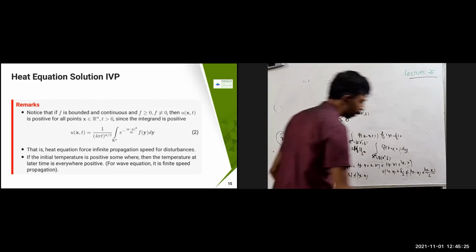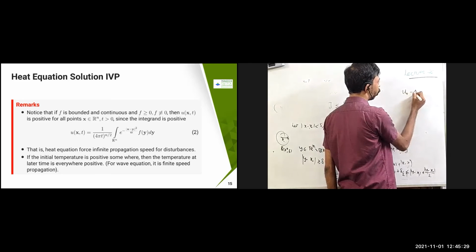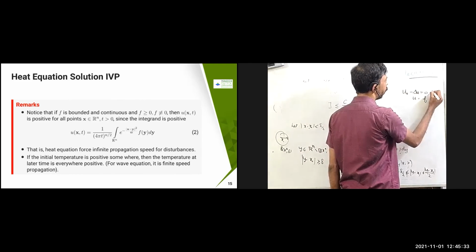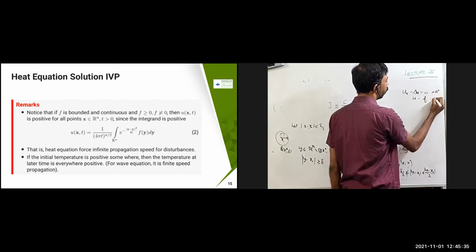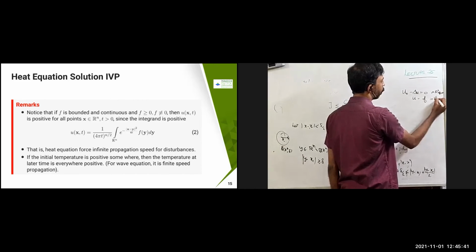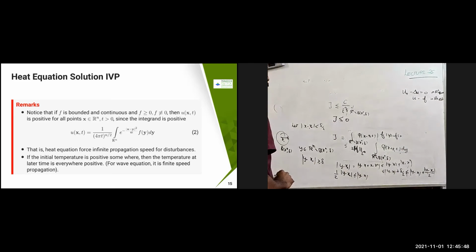So where is this f coming from? Our equation is u_t minus del u equal to 0 in R power n cross (0, infinity), and u equal to f in R power n cross 0. This is the initial condition.